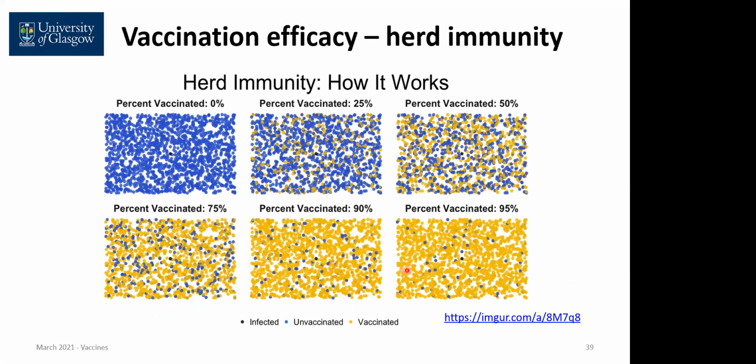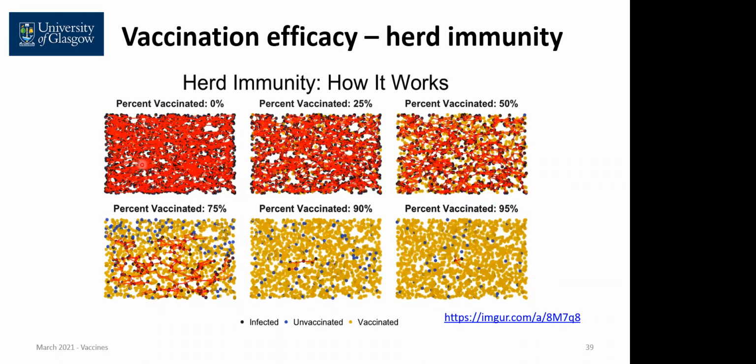So if you think about the first population here, if none of the population is vaccinated, then of course the disease can very easily transmit from individual to individual. Very similar case for 25% of the population being vaccinated, 50%, and even up to 75%. But you can see there's a drastic difference between the amount of people that have the disease if 75% of the population is vaccinated compared to 50%.